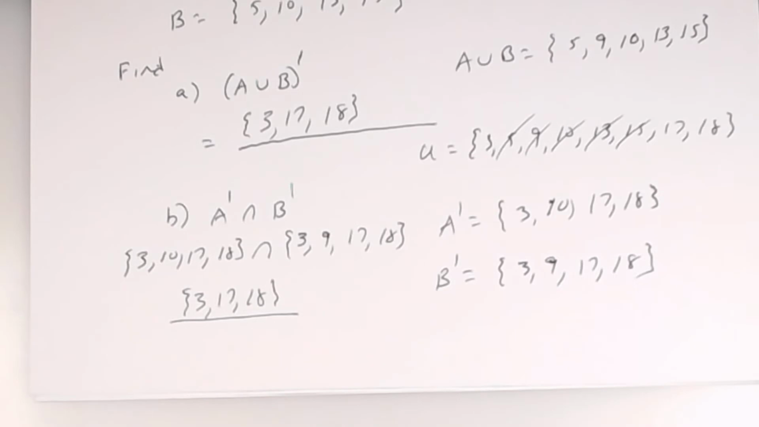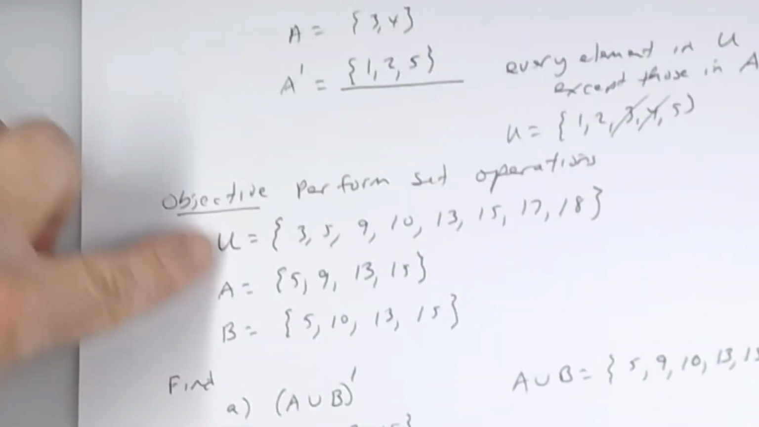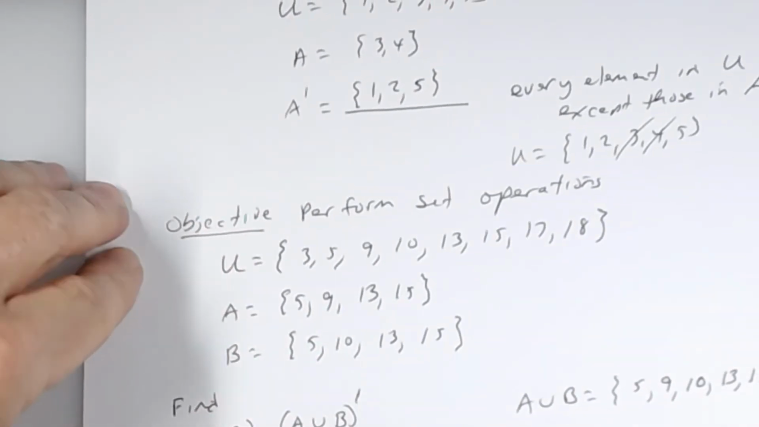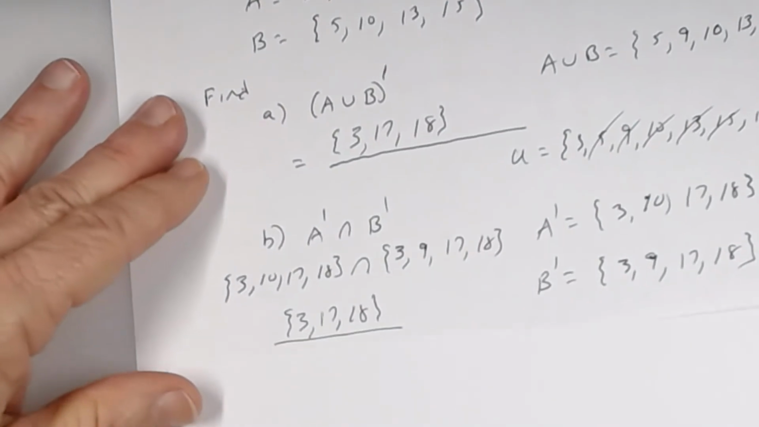Okay, let's look at C. Same sets. So let's look at C though. So write this down as C. All right, so this will be C.